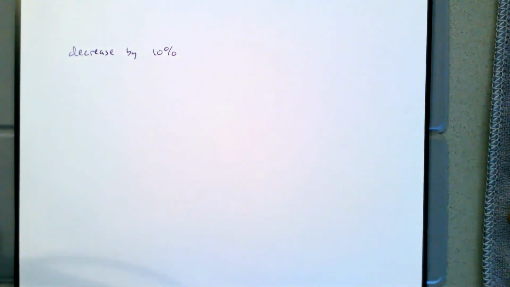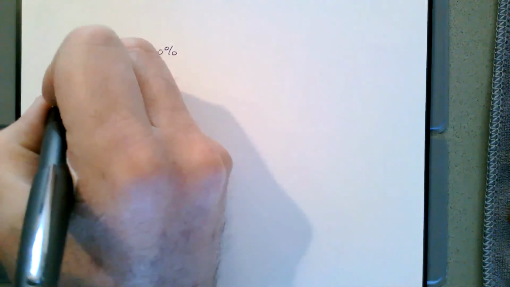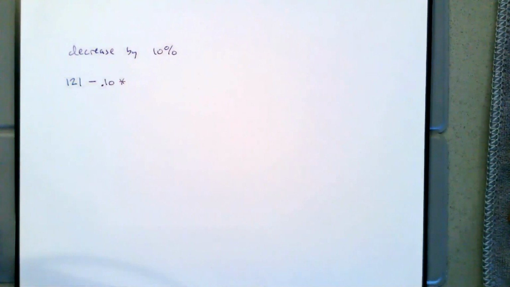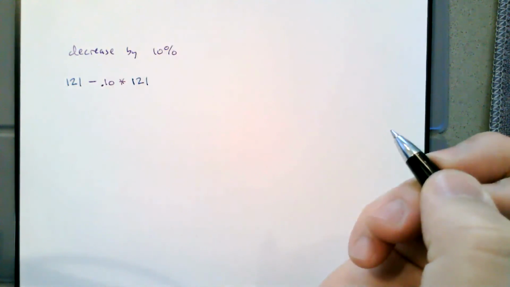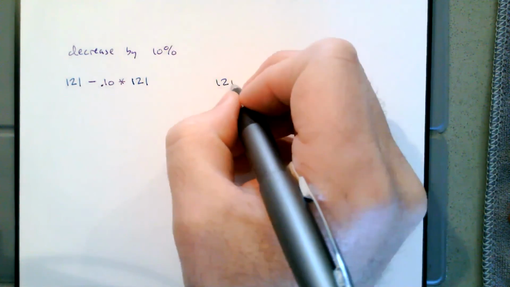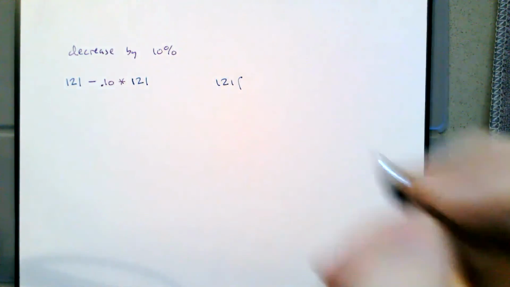So decrease by 10% means we're going to subtract 10%. So whatever we start with, say 121, we can subtract 10% of the 121 that we started with. If I factor out the 121 here, what's left is 1 minus 0.1.